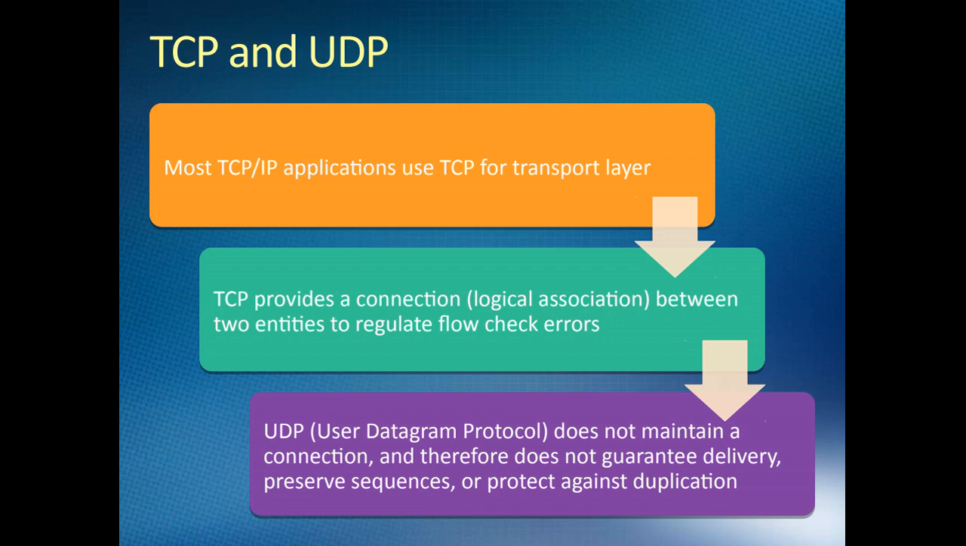TCP provides a logical association or connection between 2 entities to regulate flow and check errors. UDP does not maintain a connection and does not guarantee delivery. But it is fast. And UDP is needed, TCP is needed. IP telephony, VoIP uses TCP or UDP? Who can tell me? UDP, because you need speed. So when you talk, you want the other person to hear you while you are talking, not to hear one word before the other.